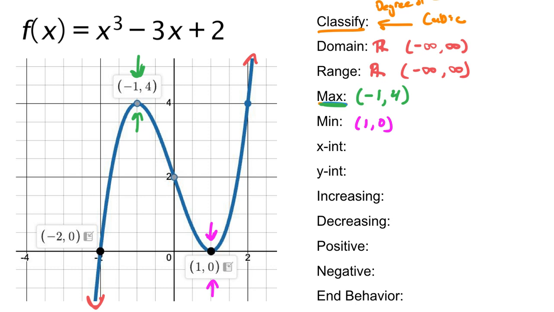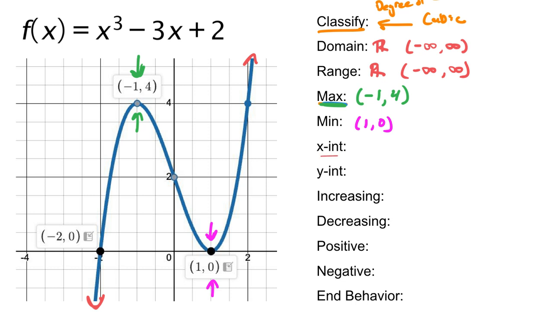Polynomial equations can have multiple maxes, multiple mins. We'd write them all. We'd write every single time that graph went from, look here, this graph goes from going up to going down. That creates a maximum. This graph went from going down to going up. That creates a minimum.